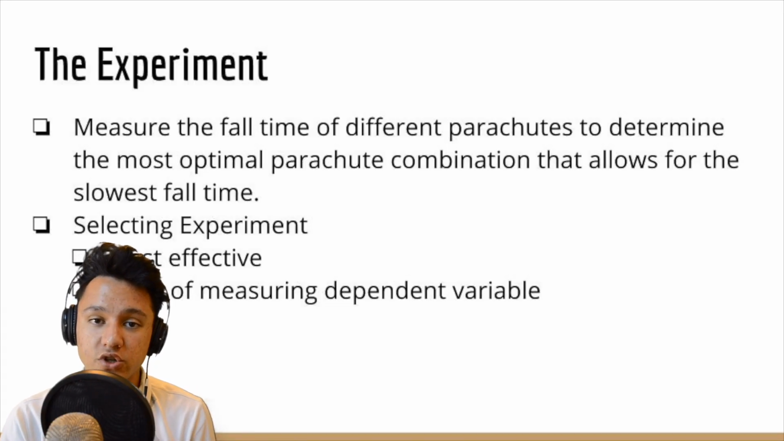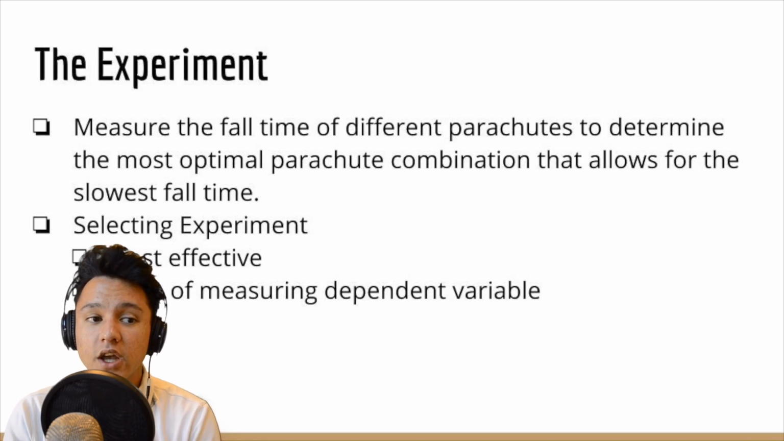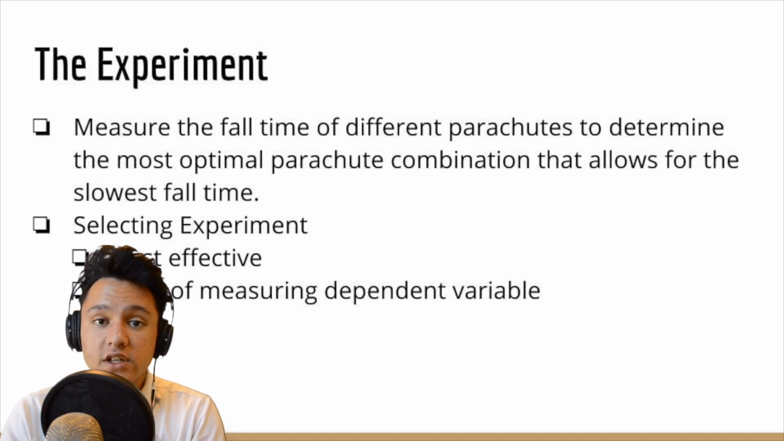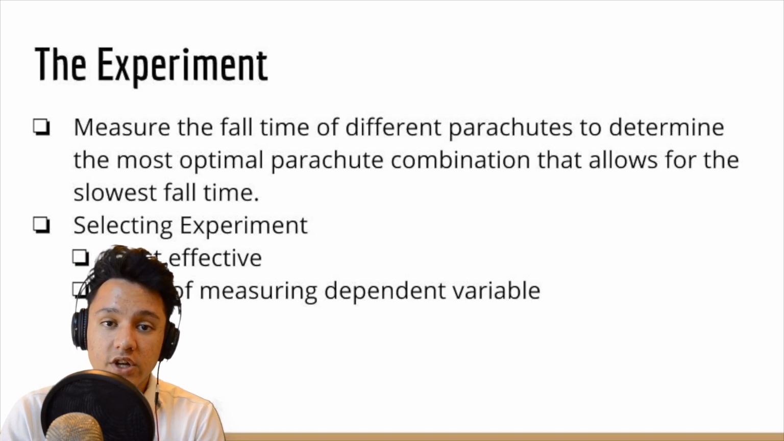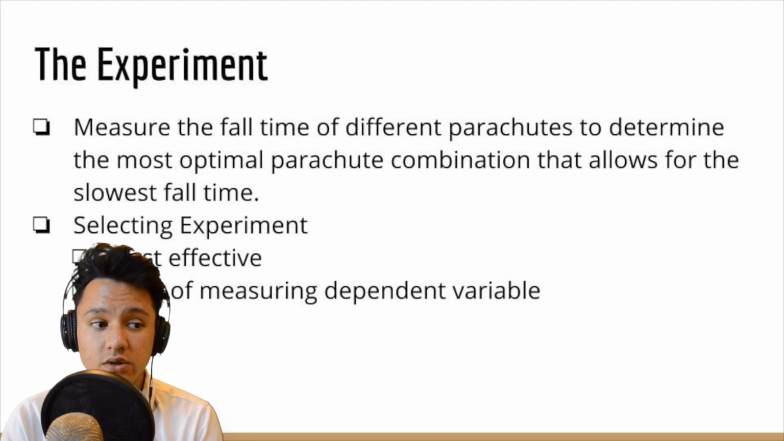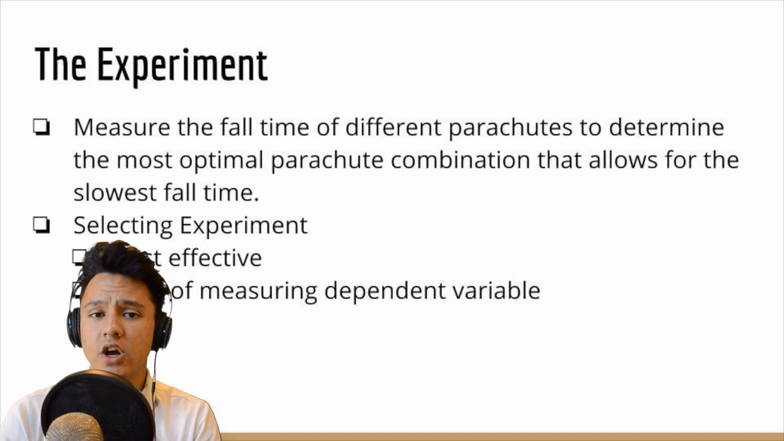And why we chose this experiment was that it was the most cost effective, since we couldn't do paper airplanes, which would have been cost effective since it's just paper. This one is just plastic bags, string, and some batteries. And it was very easy to measure the dependent variable, which was the duration the parachutes were in the sky. So it was an easy experiment to conduct, and it was very cost effective.